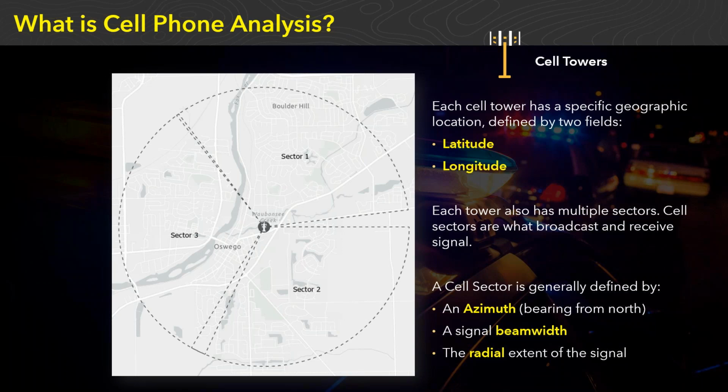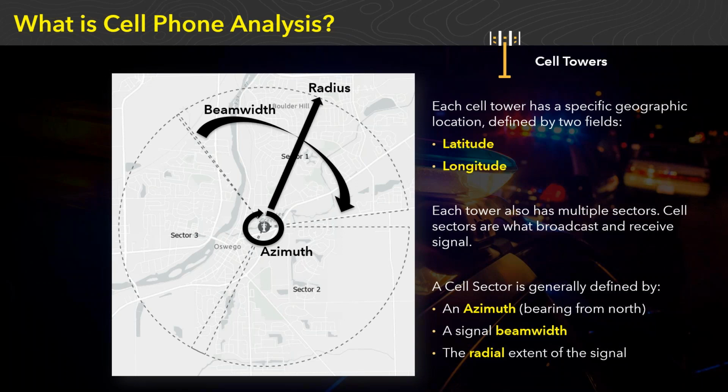These representations are general approximations. They do not represent the true extent of any particular cell sector, and that's important as you're trying to communicate this information not only to investigators, but also to juries or other people who are using this information for evidentiary purposes. So azimuth, beam width, and radius as we look at the sort of rendering of these things.